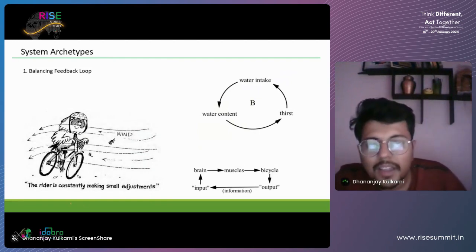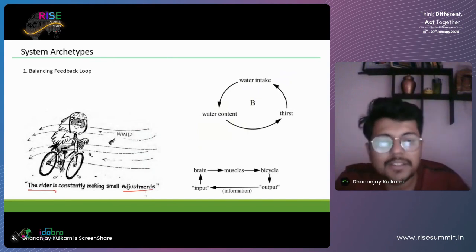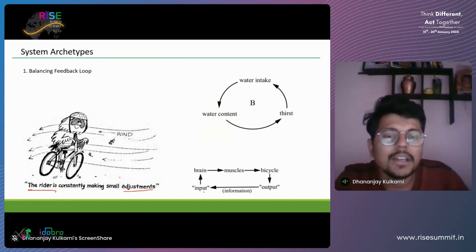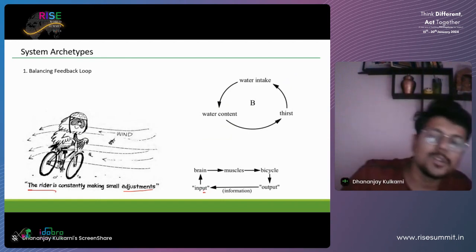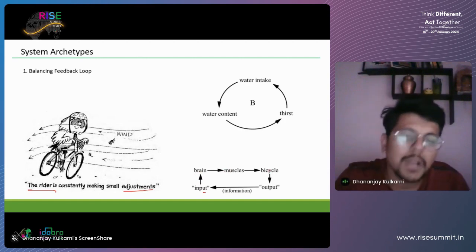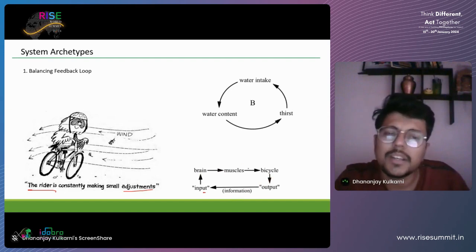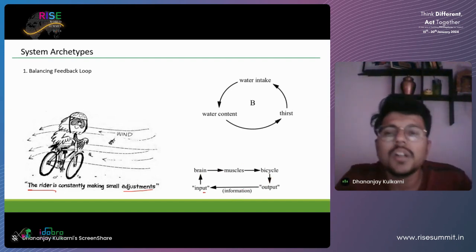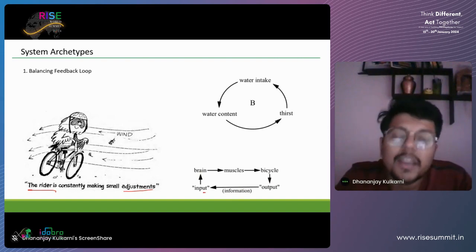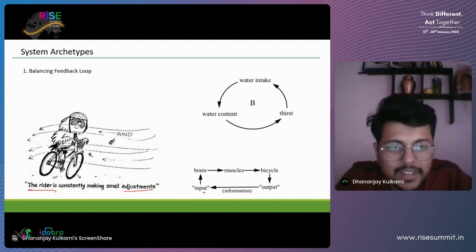As you can also share your experience, when you are riding a bicycle, you are constantly making small adjustments based on feedback, right? Maybe you are getting information about where you are going, then it is input to the brain, then to the muscles, then to the bicycle, and then again output. This information loops continuously, and that's how we balance, right?